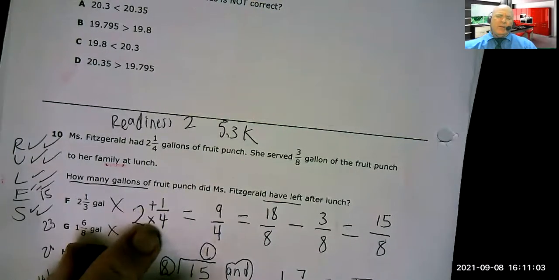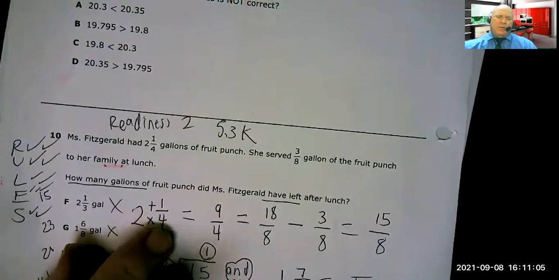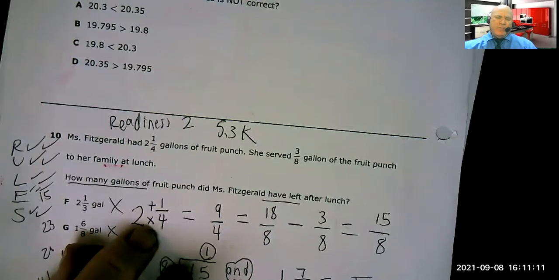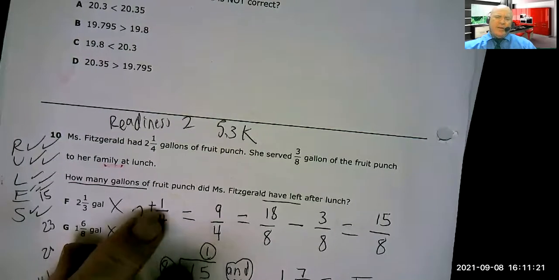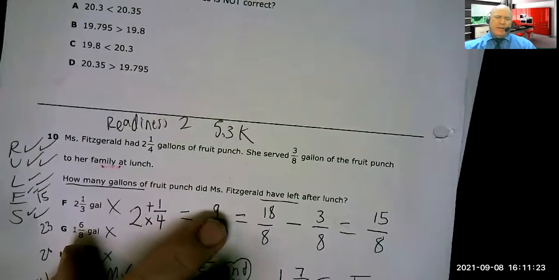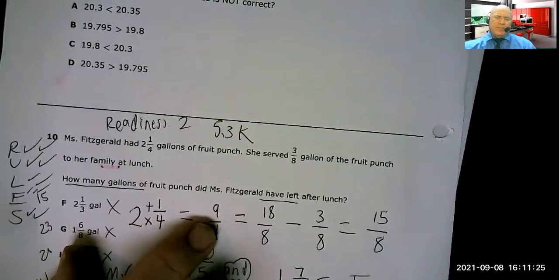Okay, so let's start at the bottom. Let's start at the foundation. 4 times 2 is 8, plus the 1 that you have on top, is 9. One more part of a 4th. So 9, and then the bottom number stays the same. So 9/4 is my fraction.